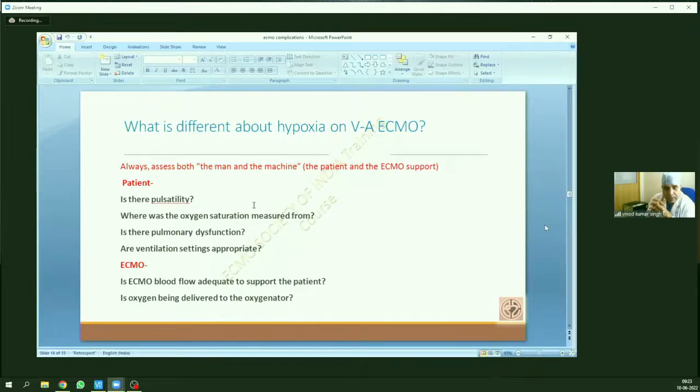So basically what I'm trying to emphasize here is that once the patient is hypoxemic, look at the patient, look at the machine, and try to fix the problem, whether the problem is related to the patient or related to the machine.